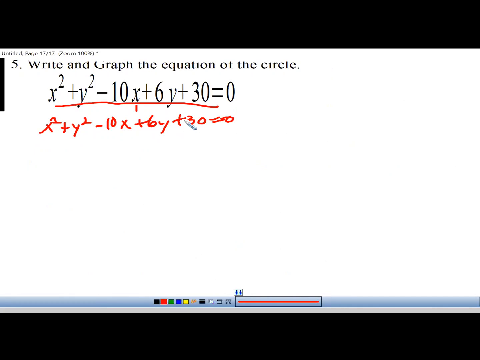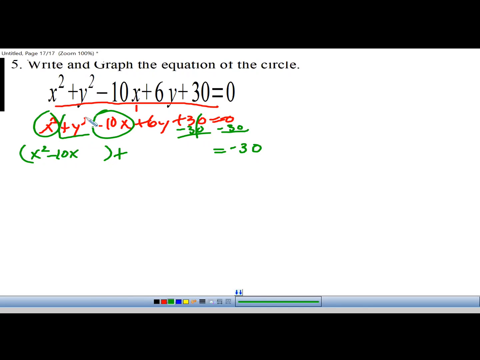Eliminate the constant, minus 30 minus 30. So we end up with -30 on this side. This side we group x squared with -10x. Leave an empty space, plus y squared with 6y. Leave an empty space. Complete the square.